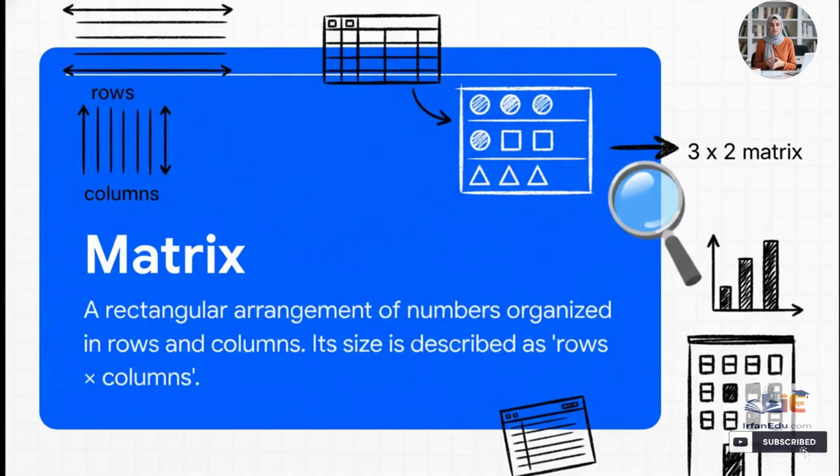So, if we put on our formal hats for a second, the definition is a rectangular array of numbers arranged in rows and columns. The rows are the ones that go across, and the columns go up and down. We even describe its size that way by saying rows by columns. So a matrix with 3 rows and 2 columns, we just call that a 3 by 2 matrix.